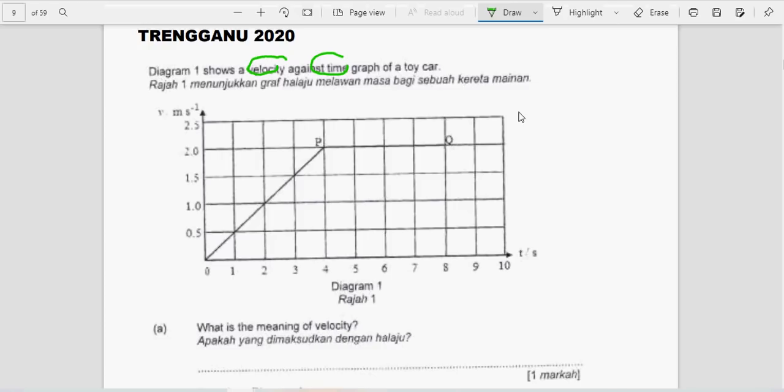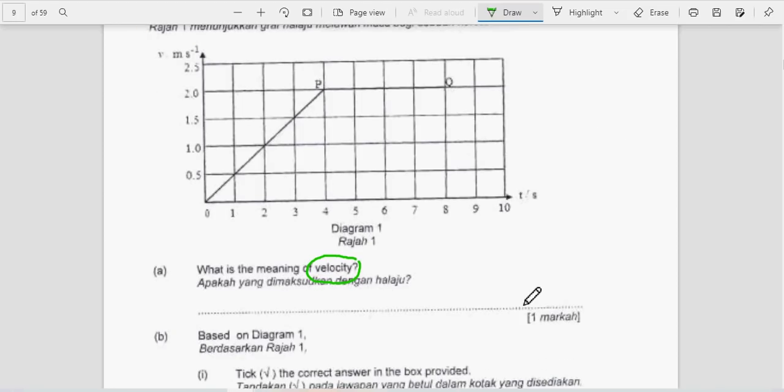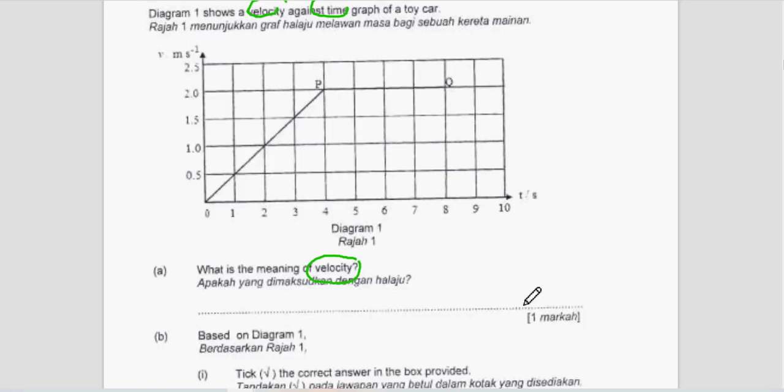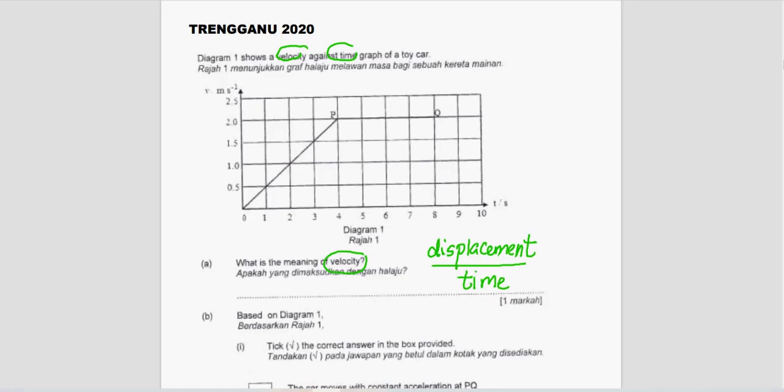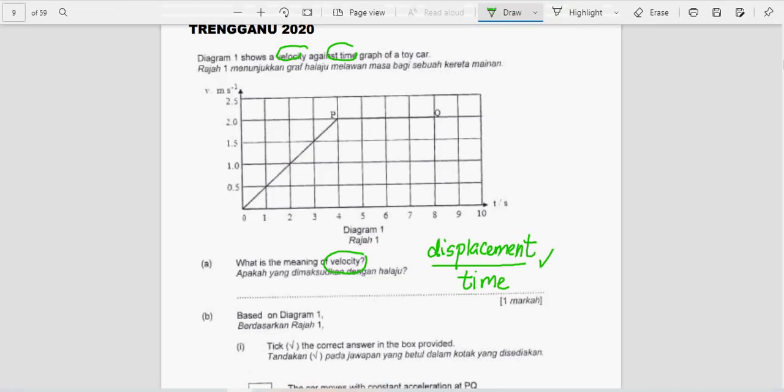Okay, Terengganu 2020, velocity-time graph, velocity against time. So what is the meaning of velocity? Velocity is the rate of change of displacement, ataupun kadar perubahan sesaran pun boleh. Or you can write the formula: displacement over time. This is also correct.